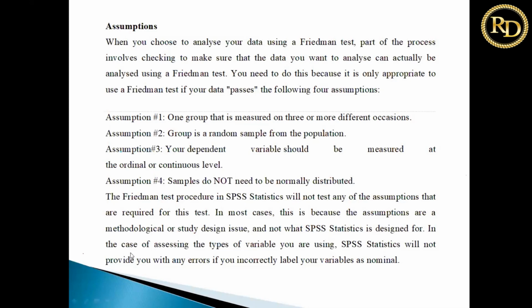In the case of assessing the type of variable you are using, SPSS Statistics will not provide you with any error if you incorrectly label your variable as nominal. So you have to use categorical. If you are using nominal, not ordinal, it will show no error.